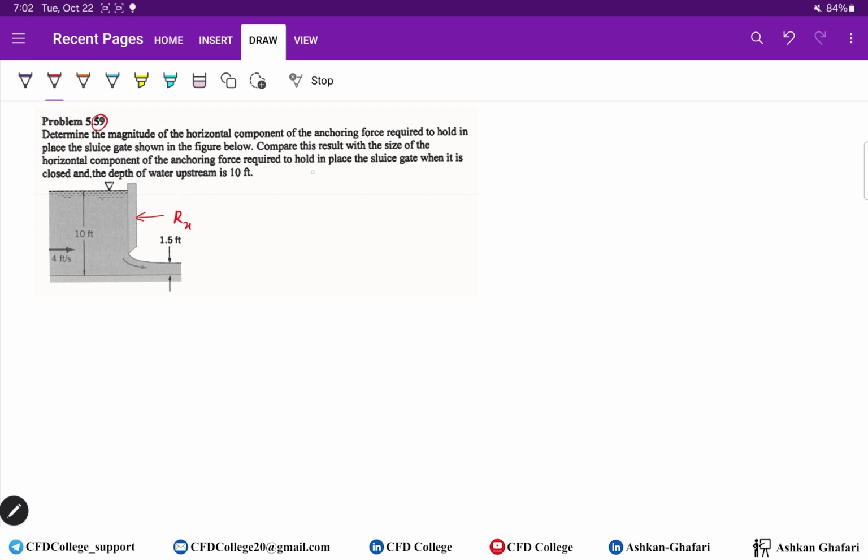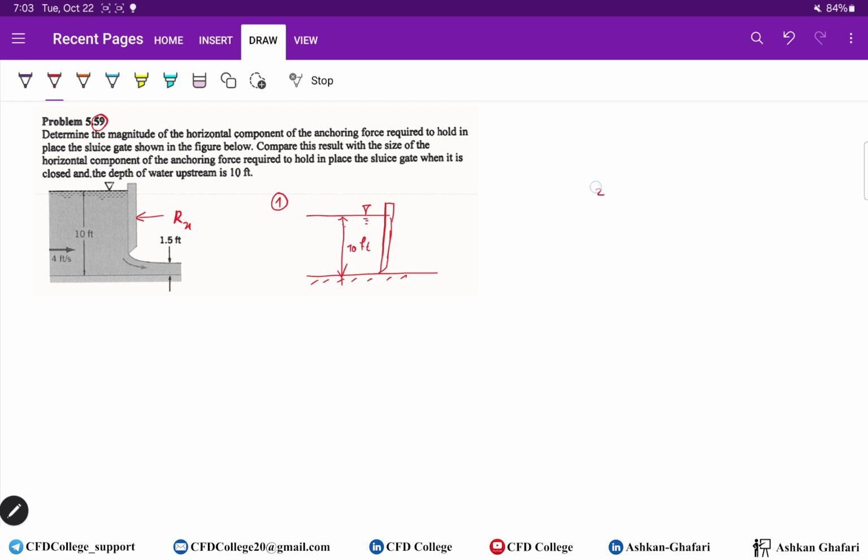Oh, sorry. When it is closed and the depth of water upstream is 10 feet. So we have two situations. In the first one, situation 1, the gate is closed. This is the gate. Here is the water surface. The depth is 10 feet. And there is no flow.